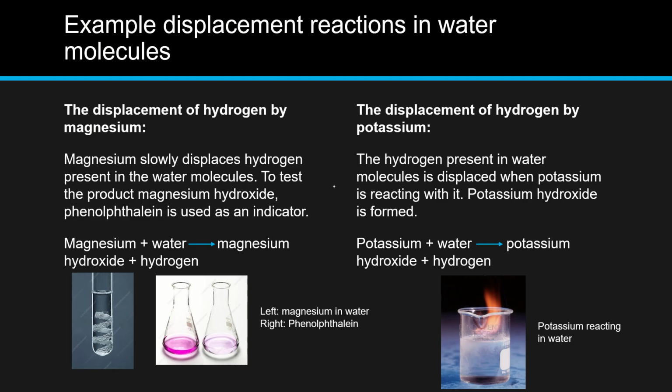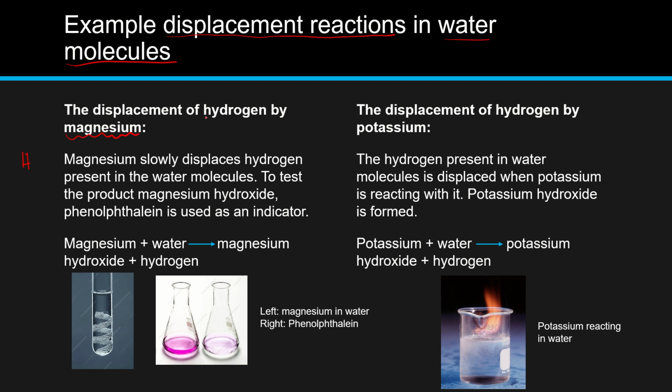Example: displacement reactions in water molecules. So we are going to see certain displacement reactions in water molecules. The displacement of hydrogen by magnesium. Hydrogen, which element is H. So hydrogen is displaced by magnesium.